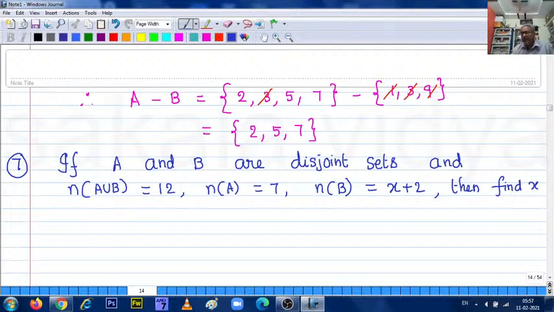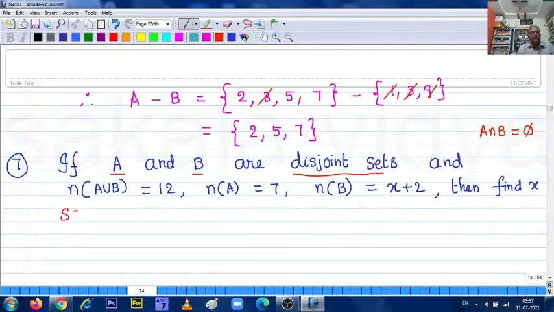It's very important, don't worry. A, B are disjoint sets. What do you mean by disjoint sets? It means A intersection B is equal to phi. If you find the intersection between these two sets, no common element can be found. That's called disjoint sets. So if A intersection B is equal to phi, n of A union B is equal to n of A plus n of B. So 12 is equal to 7 plus x plus 2. Solving this equation, we shall get the x value.